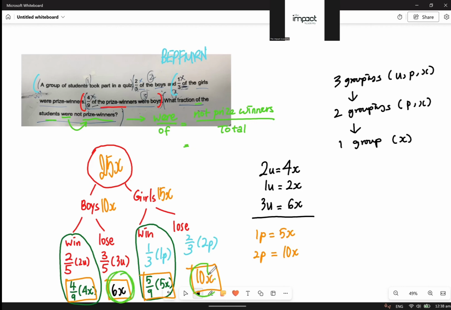6x, 10x, let's add them up together. 6x plus 10x. And we have our total as per the number of students. So that is 25x, which then will get me to 16x over 25x. Of course, you must ask yourself whether I can reduce. The only thing that I can cancel is x and x. Anything else I can reduce from here? Nope. So that's the reason why your answer for this question has to be 16 over 25.